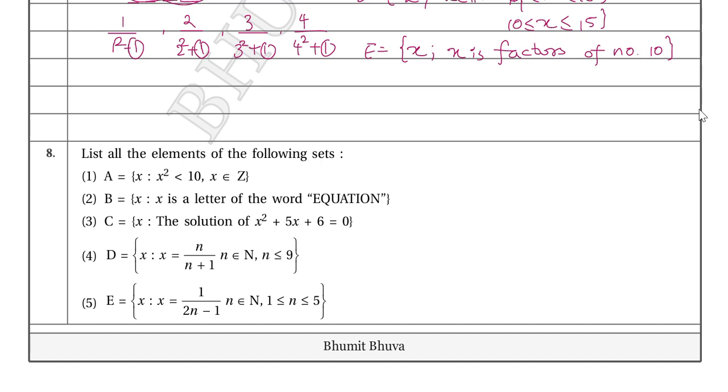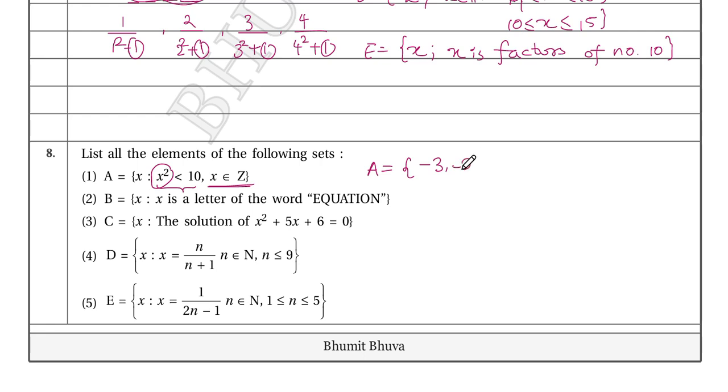Again, set builder forms are given. We have to list the elements in roster form. The first one: x such that x square is less than 10 and x belongs to integers. So which numbers in the integers, when you take the square, give an answer less than 10? Just now we did one where 20 was there, here 10 is there. So what will the answer be?